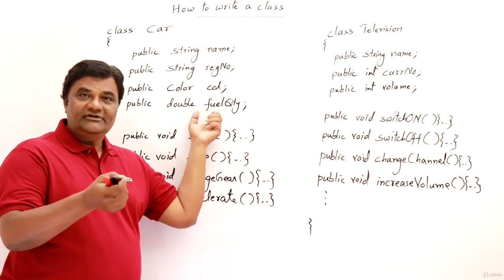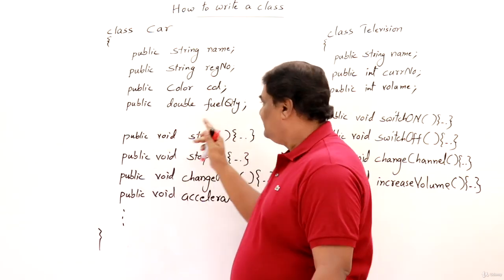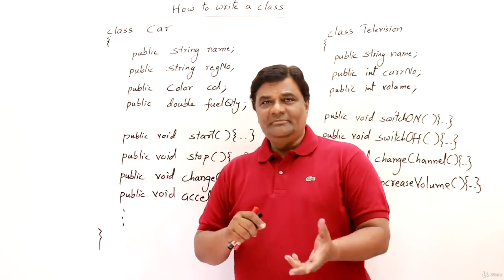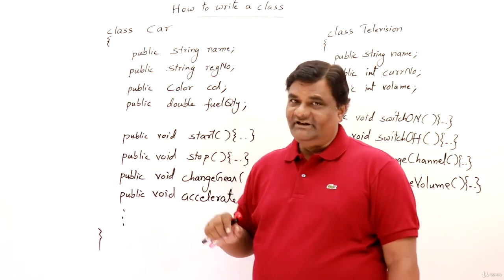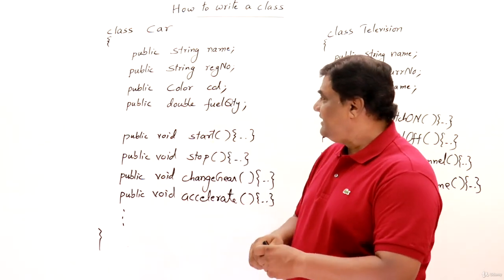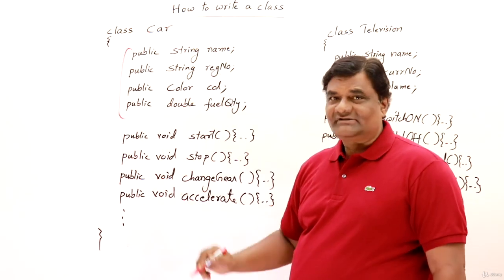Then fuel quantity. What is the quantity of fuel right now in the tank? So that is double, right? So how many gallons or how many liters there are, that is mentioned here. So these are the properties of a car, and all these are variables, data members.